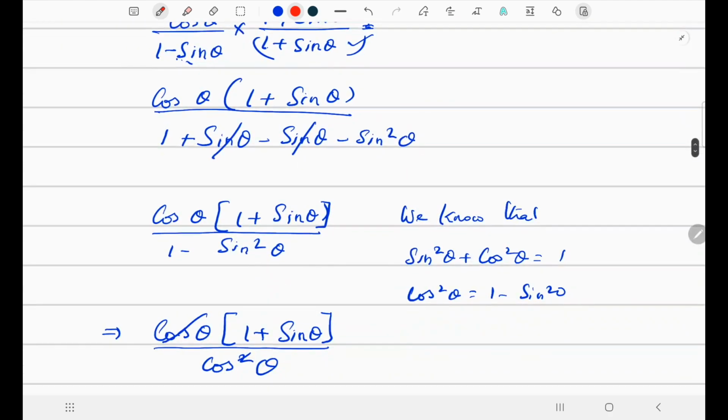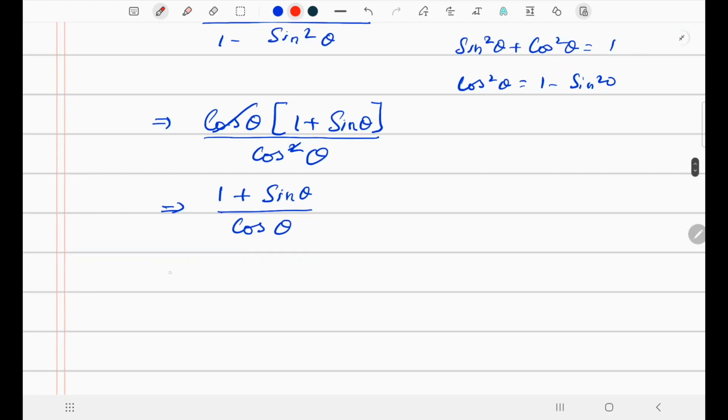So therefore it equals the right hand side. Hence LHS equals RHS.